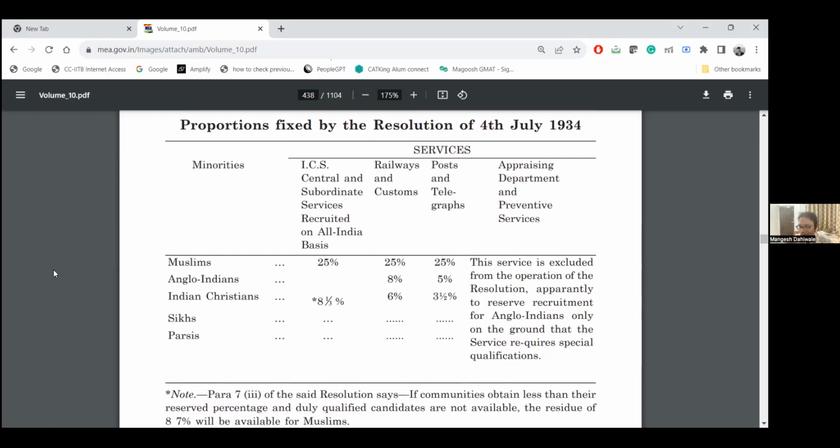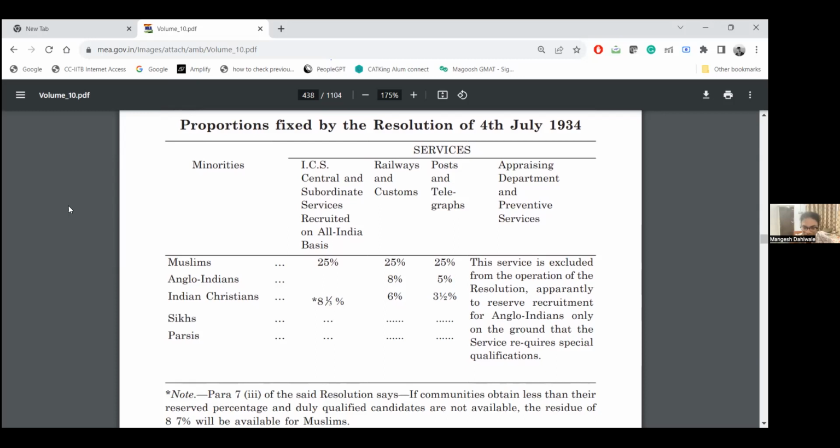The communal award came with an idea that the scheduled castes form a separate minority. They are not Hindus. That's what Babasaheb Ambedkar has been emphasizing time and again, that the scheduled castes are not Hindus. And they were never Hindus, because the 1911 census proved that the scheduled castes were not Hindus. At one point, Dr. Babasaheb Ambedkar said, I don't belong to Hinduism.